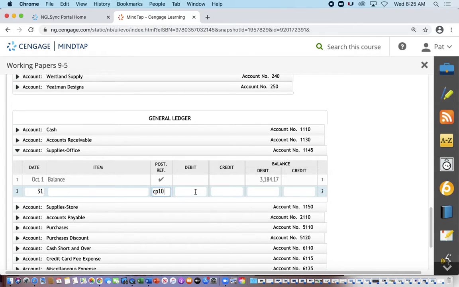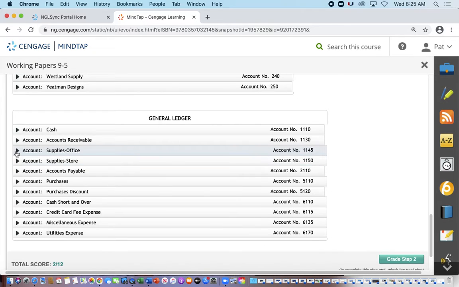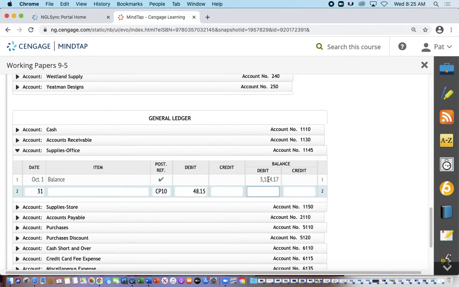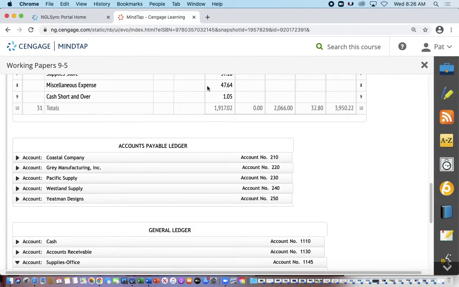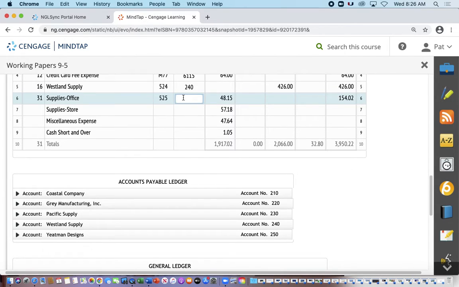And we have supplies office, a debit. We had a supplies expense of $48.15. $48.15 in the debit. You add that to it, you get $3,232.32. That's too many twos and threes. 3,232.32. Am I saying that right? 3,232.32. Yep. And then you put the account number 1145, telling you it's an asset and it's a supply.